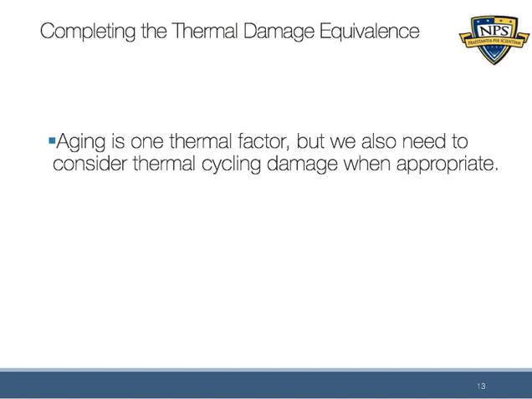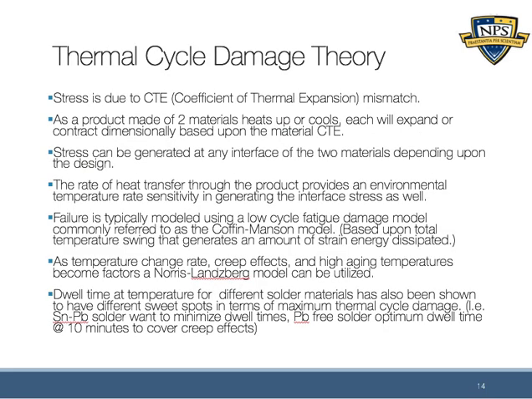So aging is one thermal factor, but thermal cycling damage is a separate thing which we need to investigate differently, and that's where we are headed now. So thermal cycling is very, very intimately tied to this idea of the difference between two materials' CTE, or coefficient of thermal expansion, or we call it the CTE mismatch. That's probably its most common term. And the next slide has a really nice picture of essentially what that means. So I'll show that in just a second.